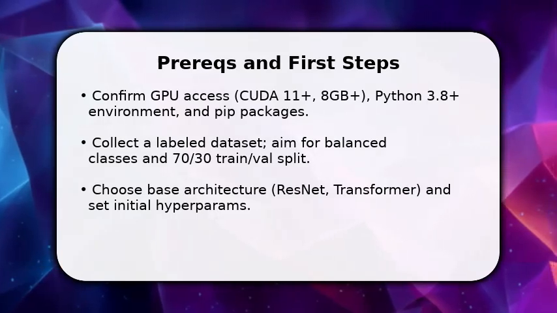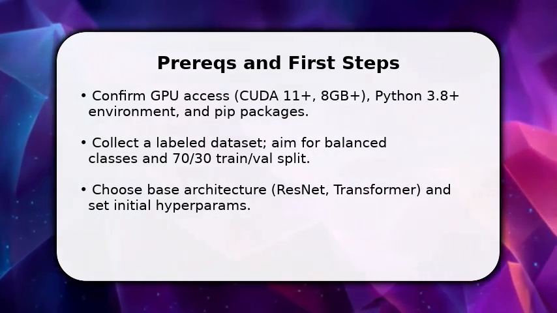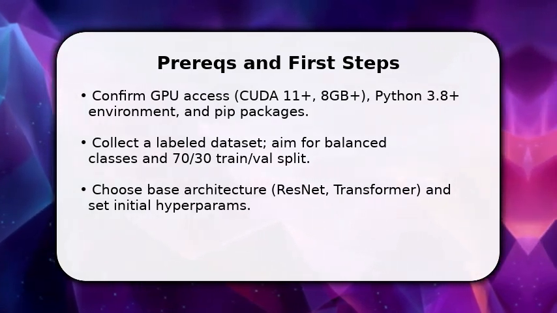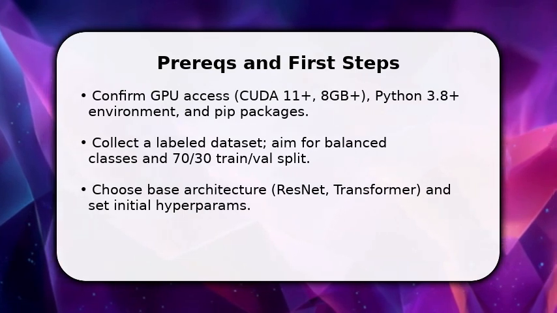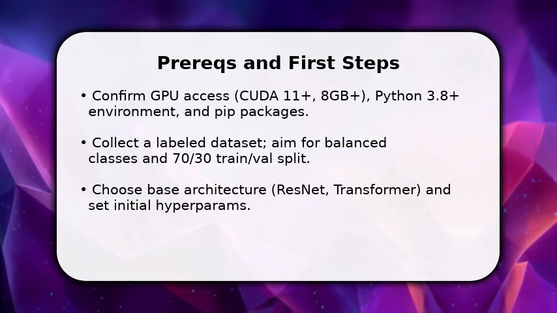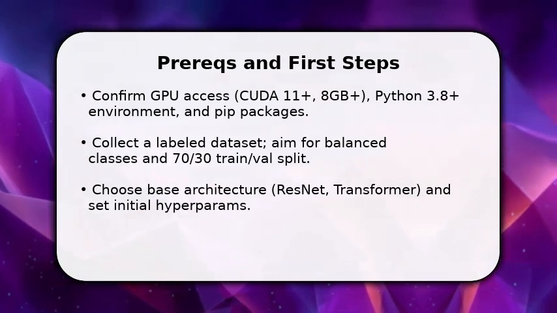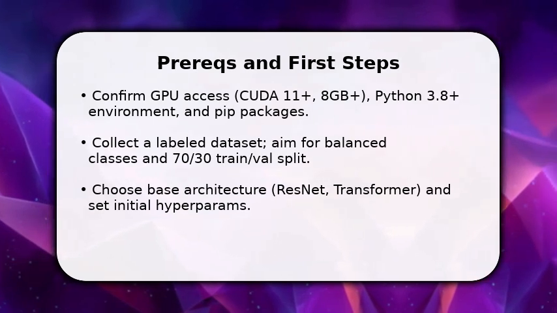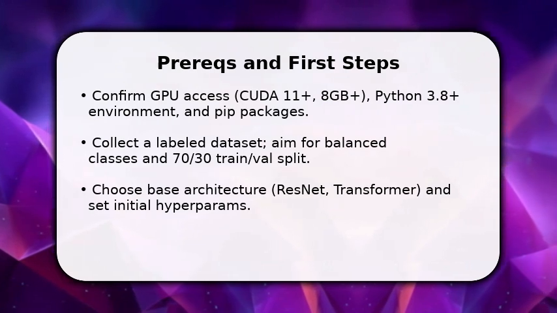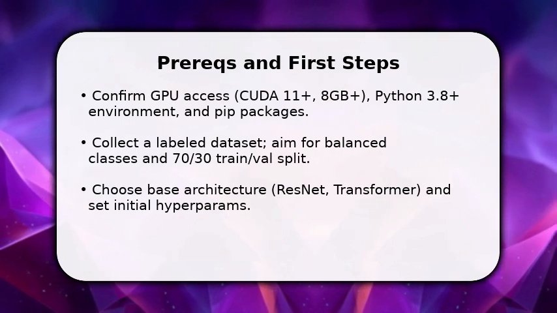You start by securing compute and tooling. Get a GPU with CUDA support, set up Python 3.8+, and install core libraries. Next, prepare a labeled dataset and immediately split into 70/30 train/validation so you can iterate without leaking test data. Pick a base architecture that matches your task, ResNet for images, Transformer for sequence tasks, and define initial hyperparameters like learning rate, batch size, and optimizer. Once done, save this baseline so you can compare improvements.